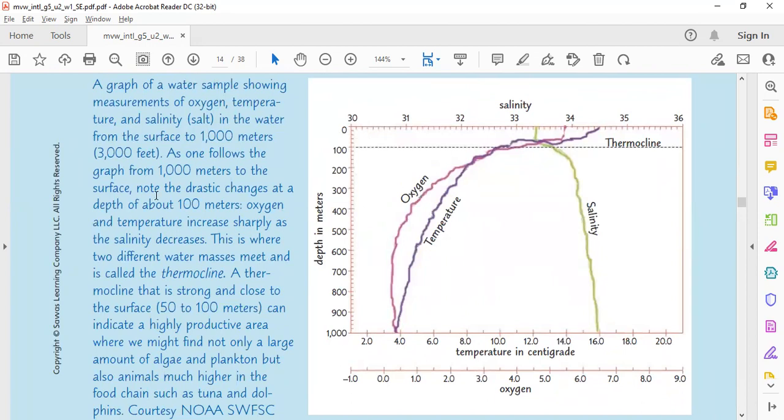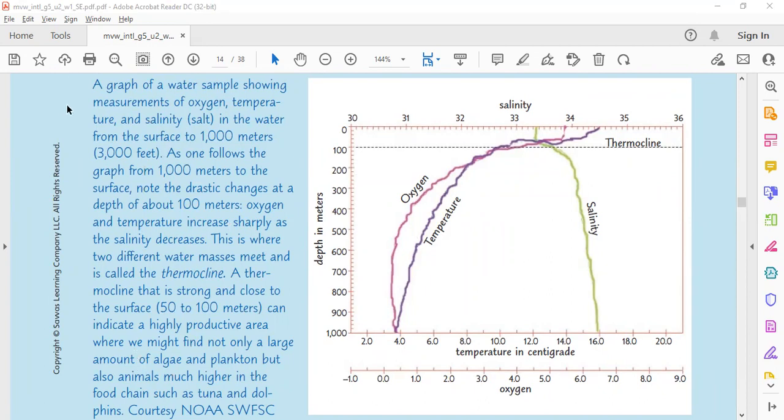Now, what is this called? This is called a caption. A caption, very good. A caption is what's next to the picture. It tells more about the picture or the graph or whatever.